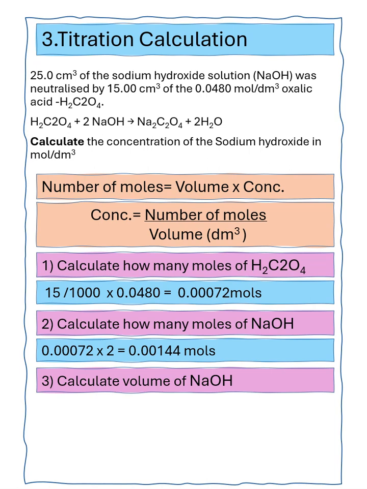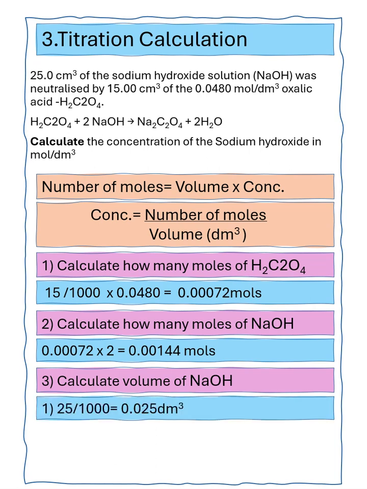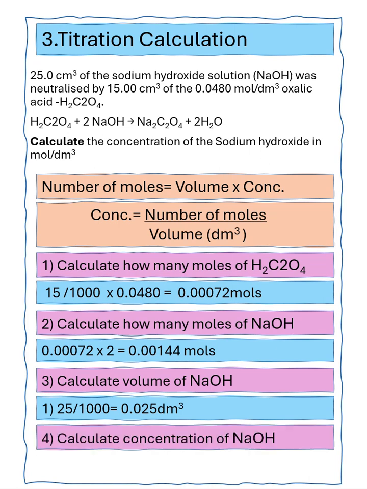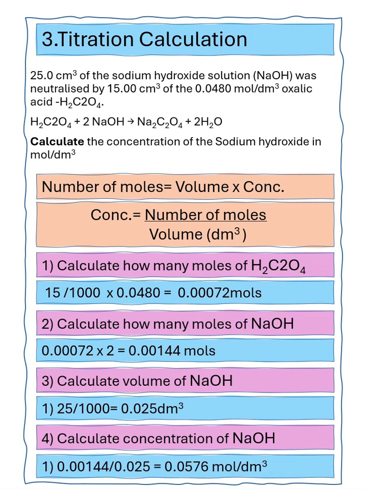We now need to calculate the volume of sodium hydroxide in decimeters cubed. So we know we've got 25 centimeters cubed, so we divide that by 1,000. We've now got the number of moles of sodium hydroxide and the volume. So we can use the second equation to calculate the concentration of sodium hydroxide. So that's 0.00144 divided by 0.025, number of moles divided by volume, which gives us 0.0576 moles per decimeter cubed.